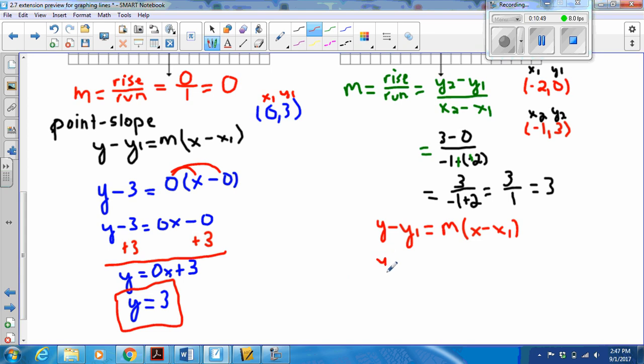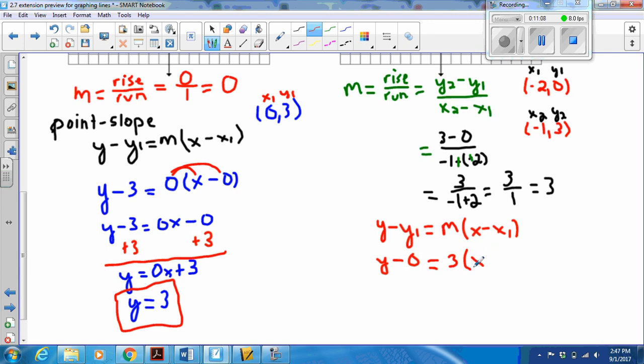So I leave y as y minus, and now I do my y sub 1, so it's a y value. In this case, I'm going to use 0. Okay. And then what I'm going to do is equals my slope. We said slope was 3.